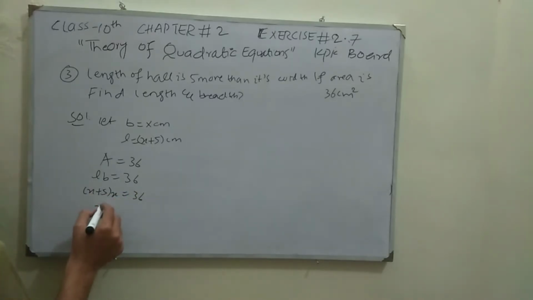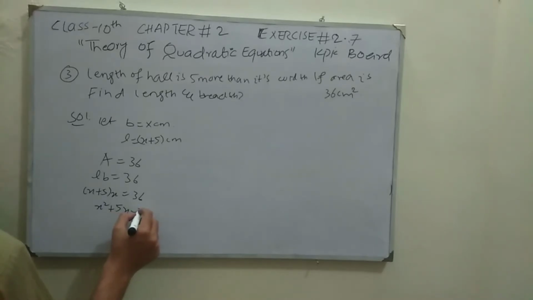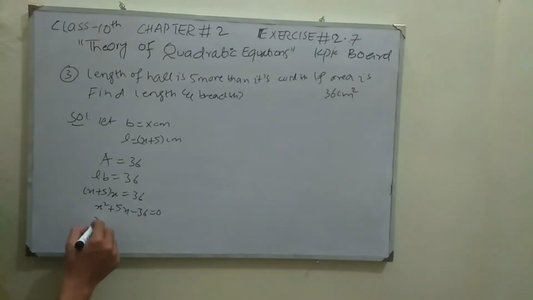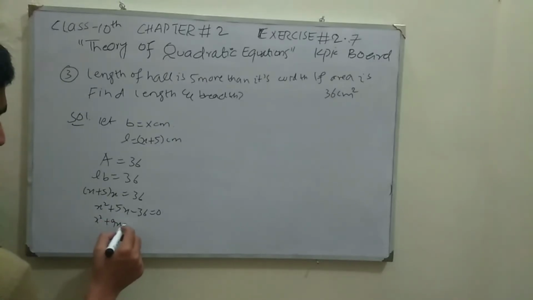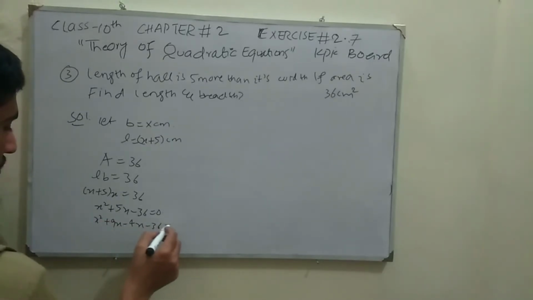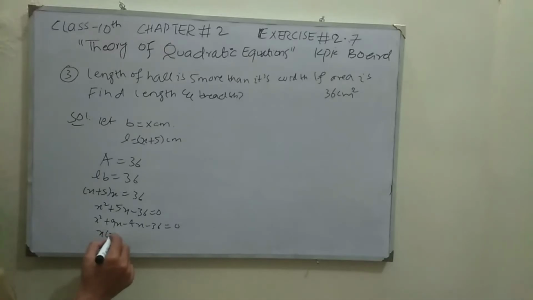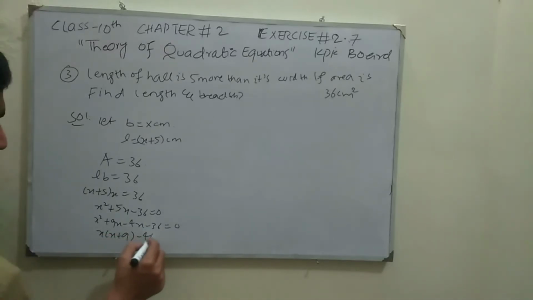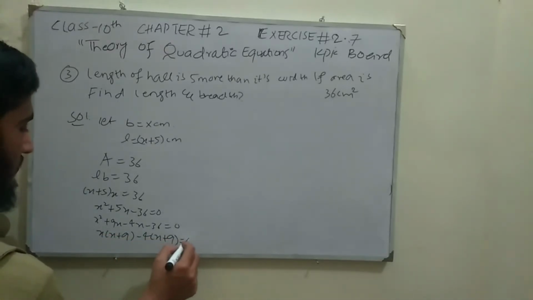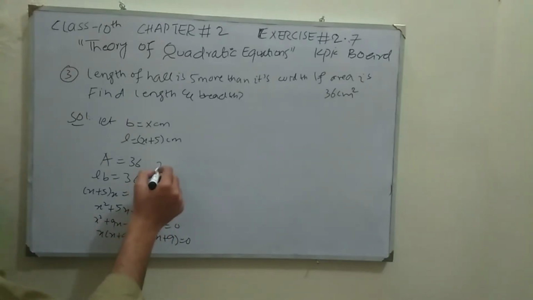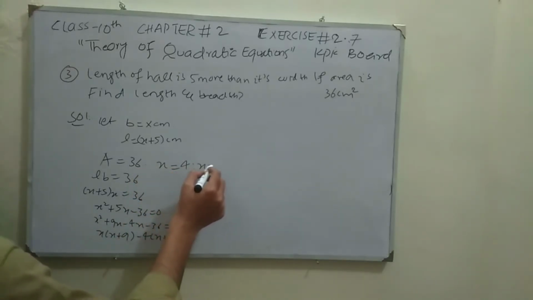x multiply x gives us x square, 5 multiply x gives us 5x. Shift 36 to the left hand side, it becomes minus 36. Using factorization, choose the two numbers plus 9x and minus 4x, minus 36 is equal to 0. Taking x common, x plus 9. Taking minus 4 common, x plus 9. So the values are x is equal to 4 and x is equal to minus 9.